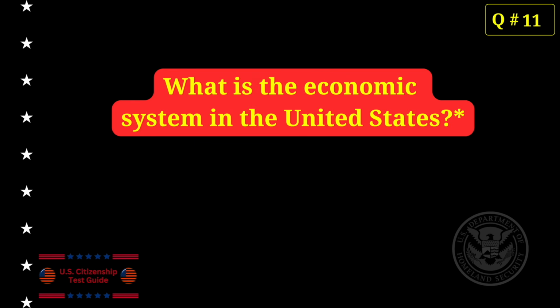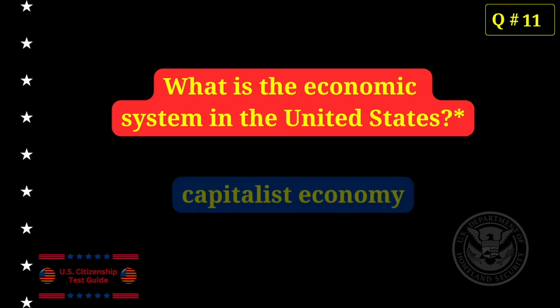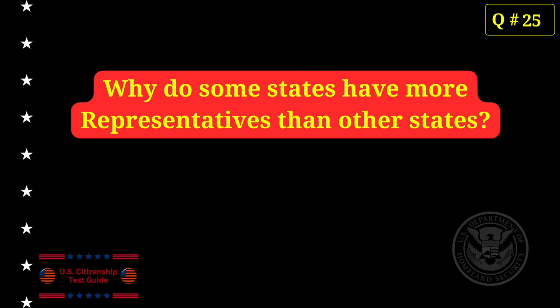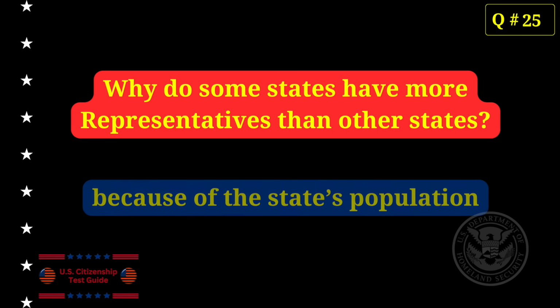What is the economic system in the United States? Capitalist economy. Why do some states have more representatives than other states? Because of the state's population.